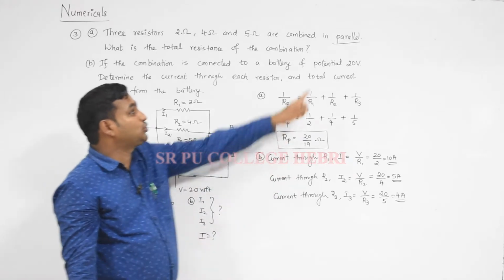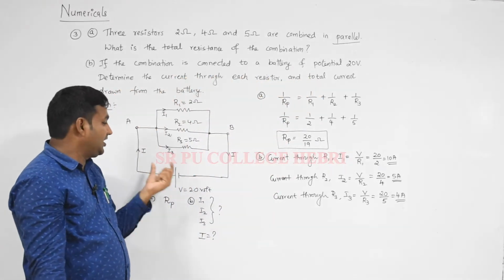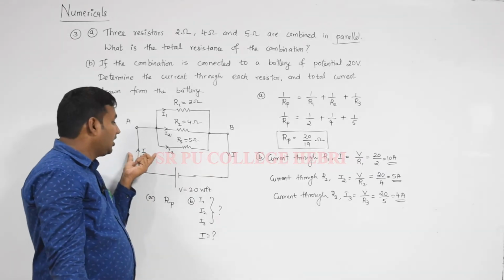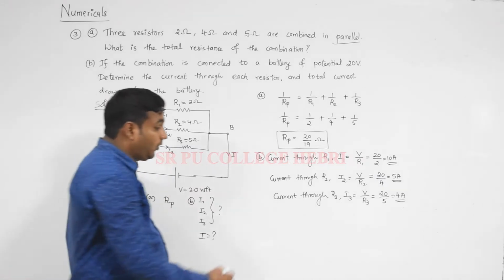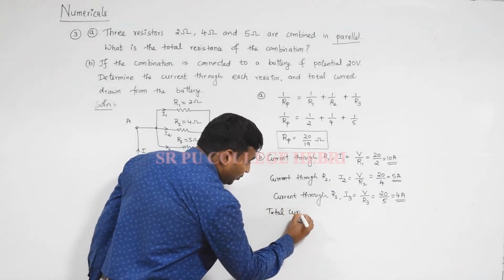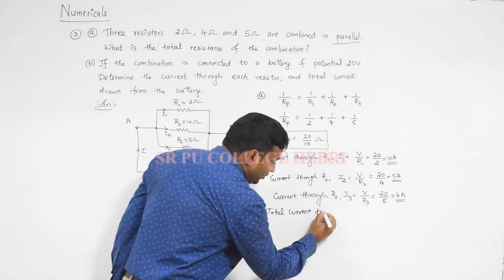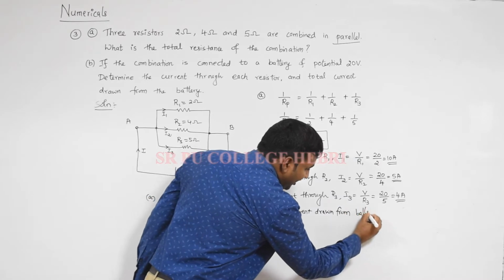Next part is total current drawn from the battery. Dear student, in this circuit, total current drawn from the battery itself is called main current. Our requirement is main current, total current drawn from battery, that you have to calculate.